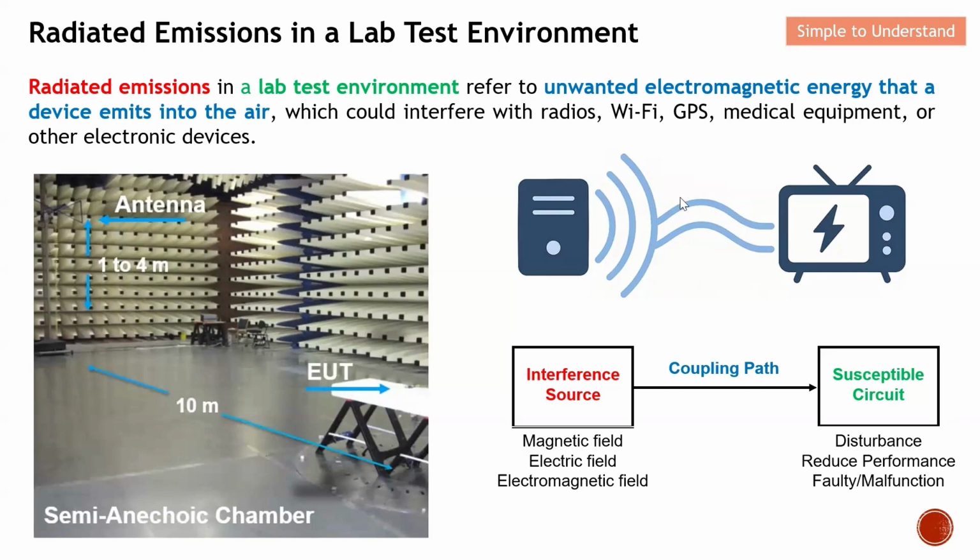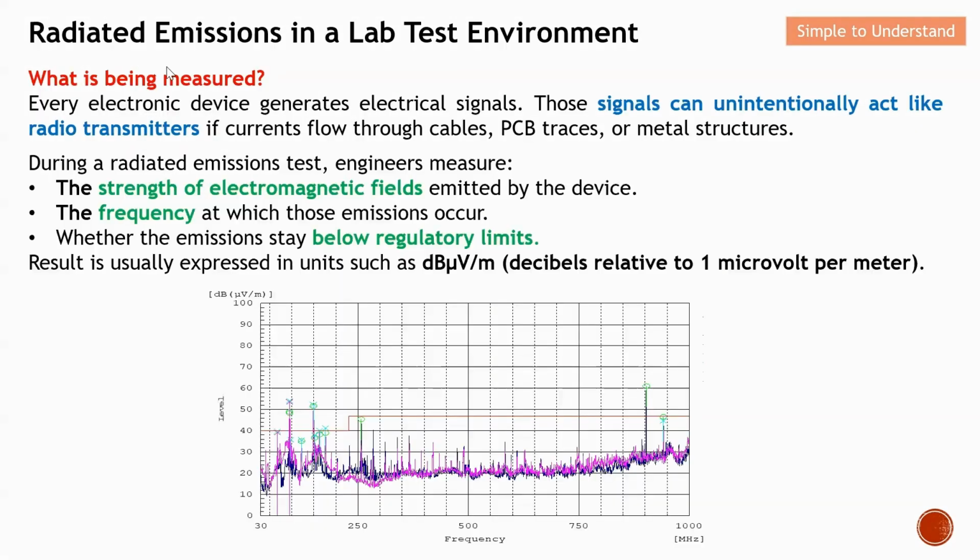This emitted unwanted EM wave will cause some form of interference with radio, Wi-Fi, GPS, or even medical devices. Basically, this is undesired. So in this lab test environment, we want to measure the unwanted EM wave that is radiated by your DUT.